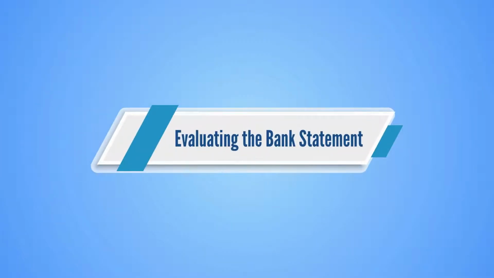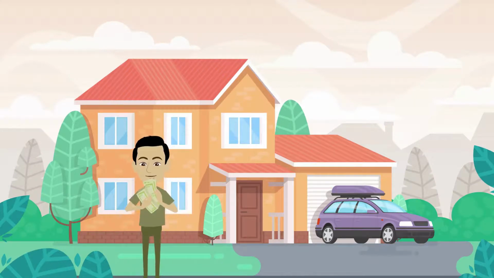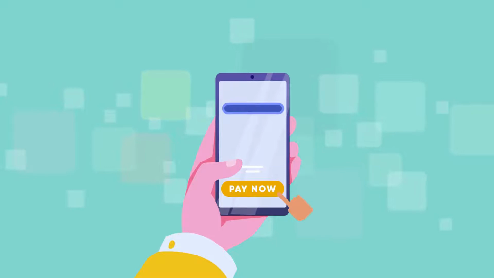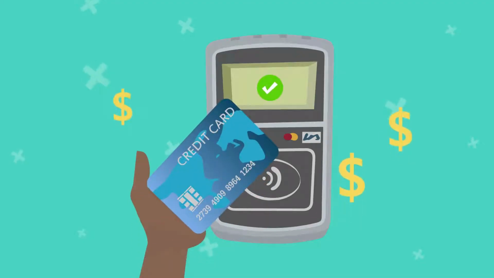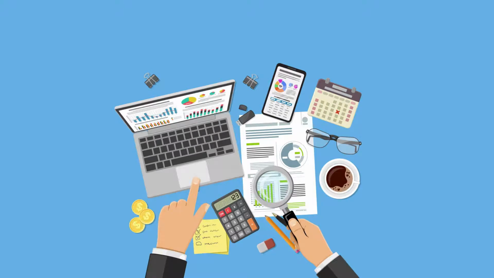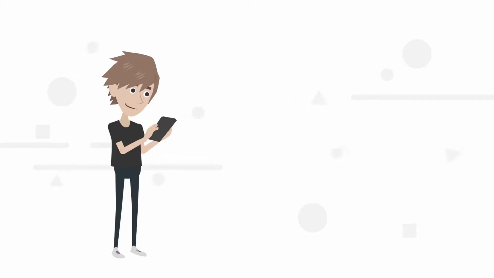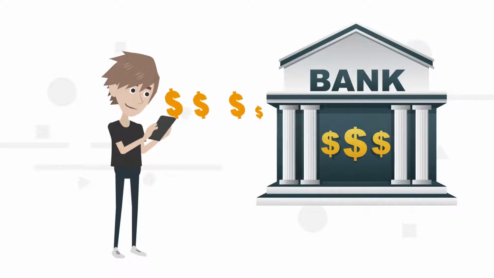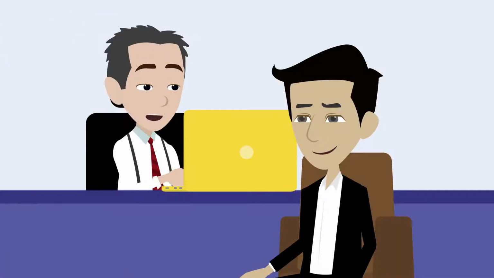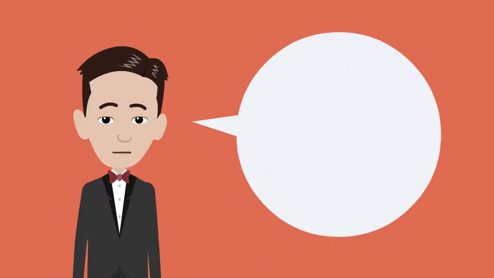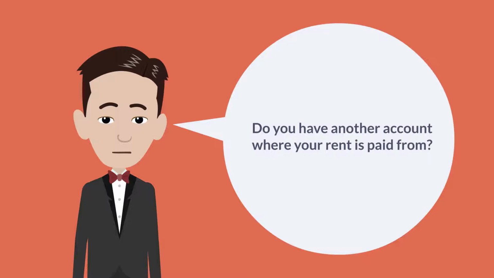Evaluating the bank statement. Most landlords require their rent be paid automatically through a pre-authorized debit, PAD, post-dated checks, or e-transfer. Review the bank statement and look for recurring and regular payments going out of their bank account. If you don't see it, interview the customer and ask them another open question. Do you have another account where your rent is paid from?